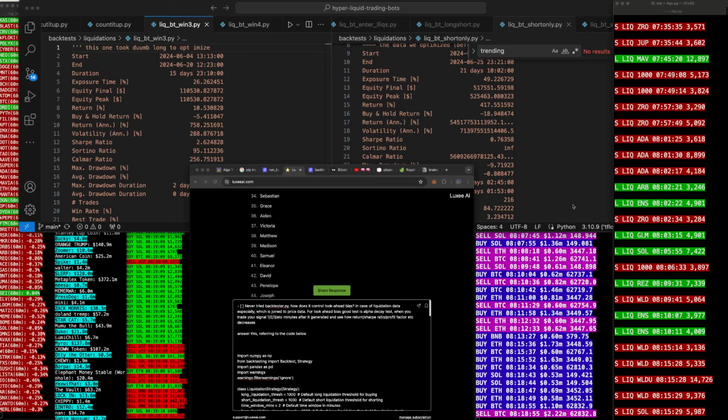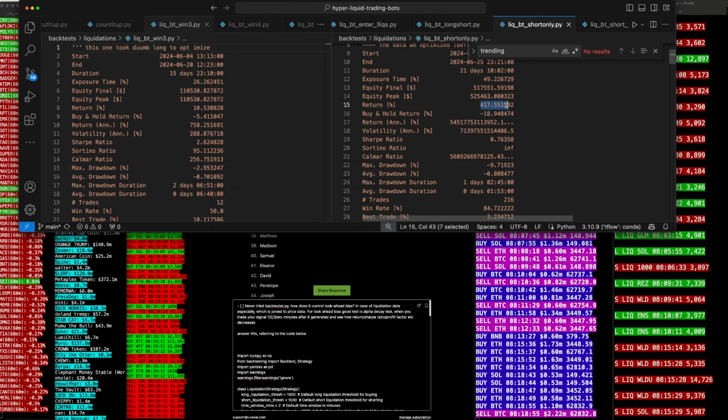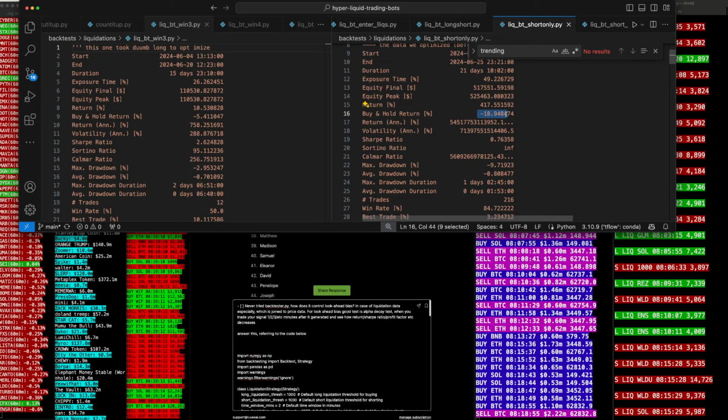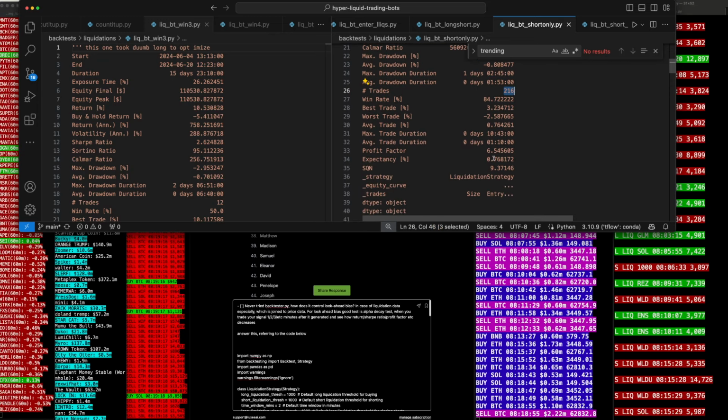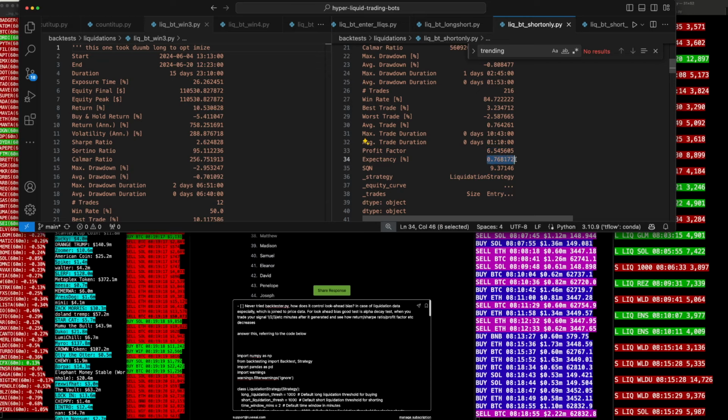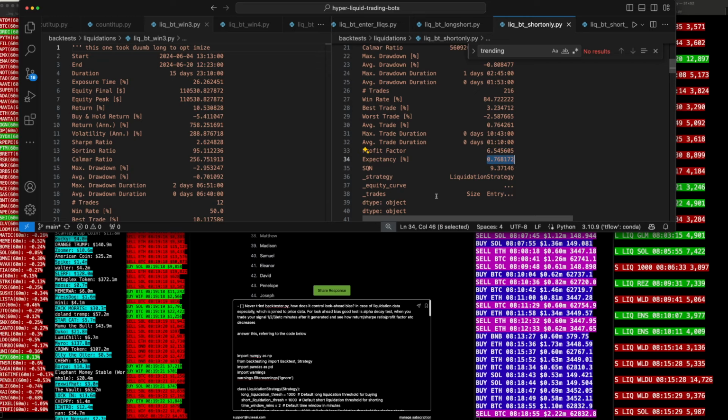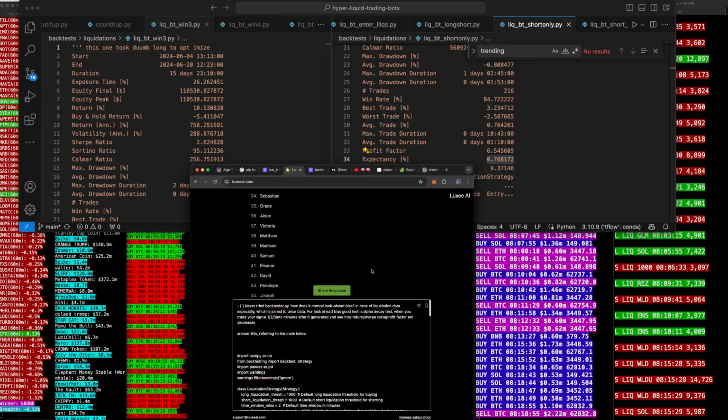He created some crazy backtest here. You can see 417% return with a buy and hold of negative 18%. 216 trades, profit factor 6.5, expectancy 0.76. But we got a really good question, so I want to address that right now.